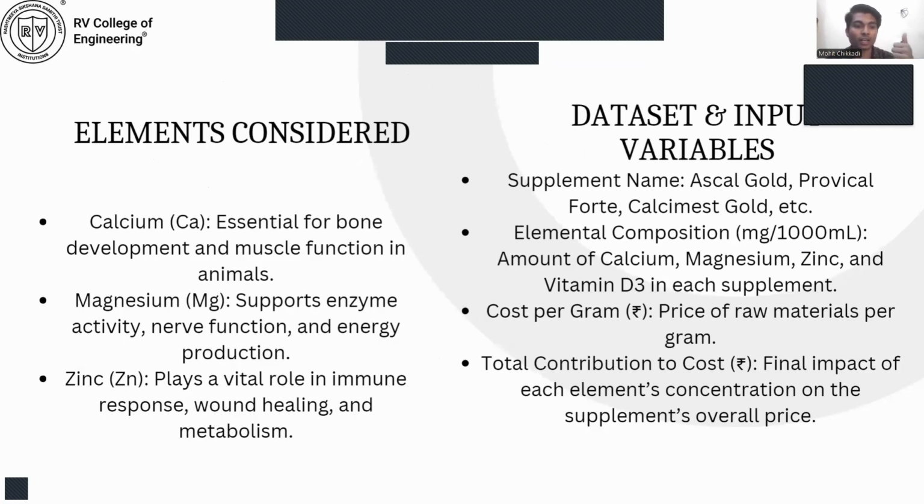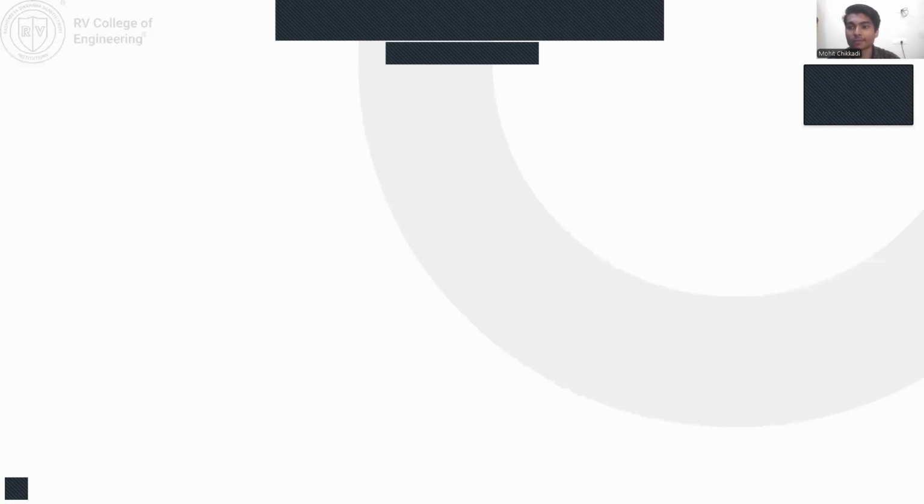We have calcium, magnesium, and zinc. In the data set and the input variables, we have supplements like Ascal Gold, Pravical Fort, Calcimist Gold, Kal Shakti, and 18 other medicines that we have taken into consideration. The elemental composition is the amount of calcium, magnesium, zinc, and vitamin D3 in each supplement. And we have the cost per gram, that is the price of the raw material per gram. Then you have the total contribution to the cost, which will be the final impact of each element's concentration on the supplement's overall price.